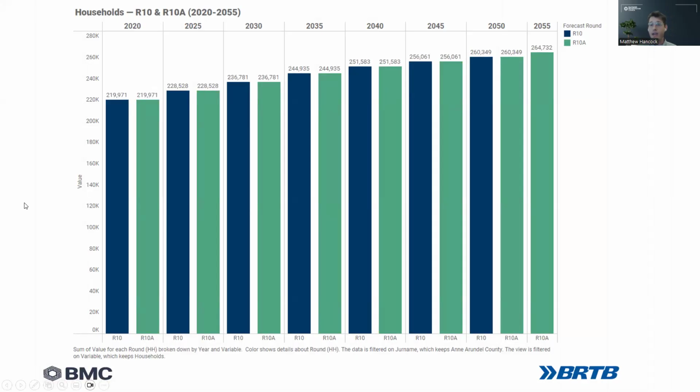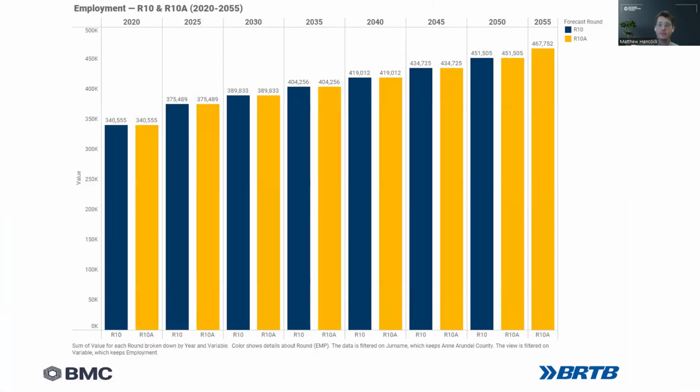For Anne Arundel, household and employment figures were not revised from round 10 and held steady. So for these, we are not seeing change there. We'll see the same projected growth across those two forecast frames.